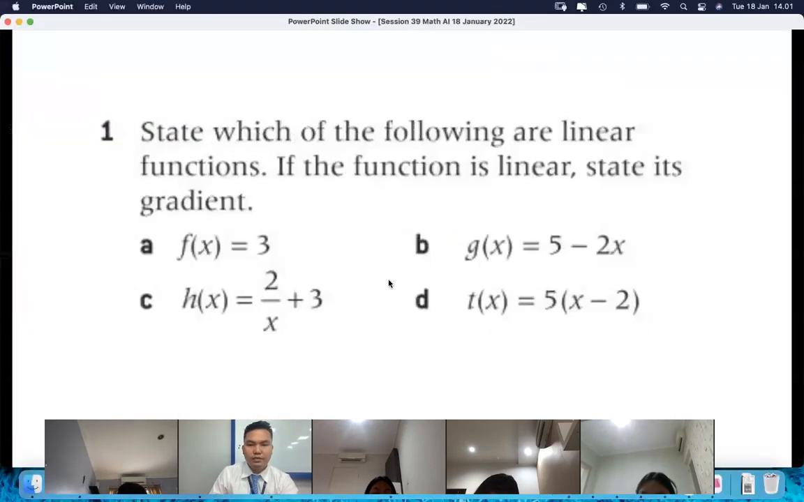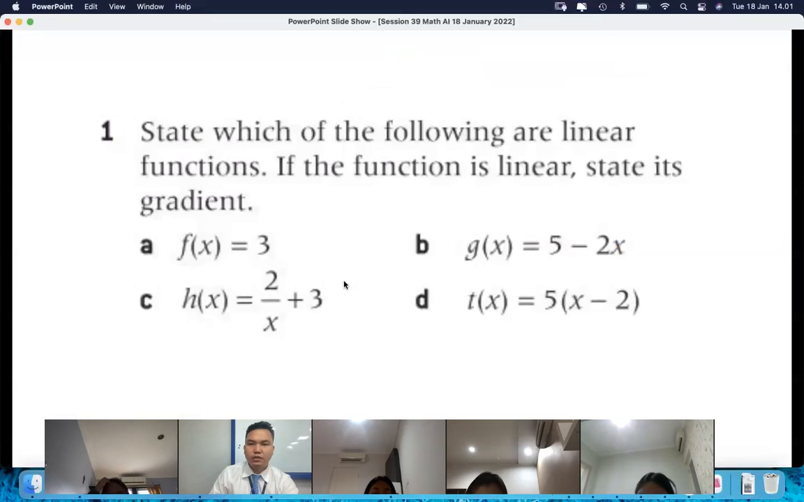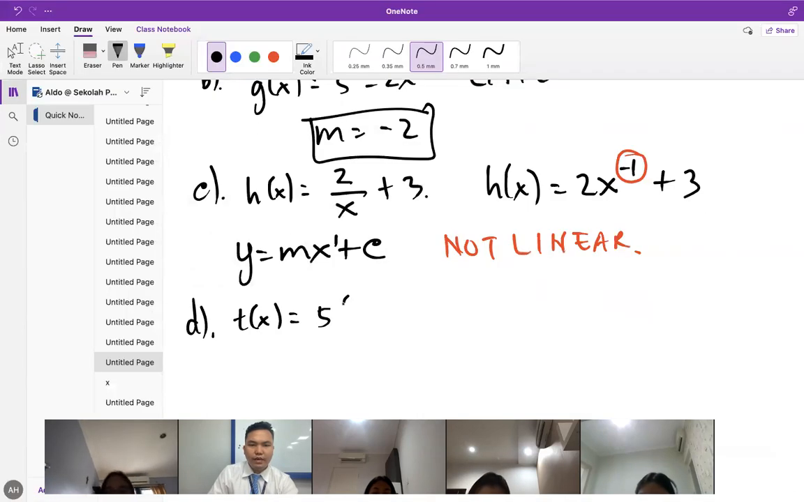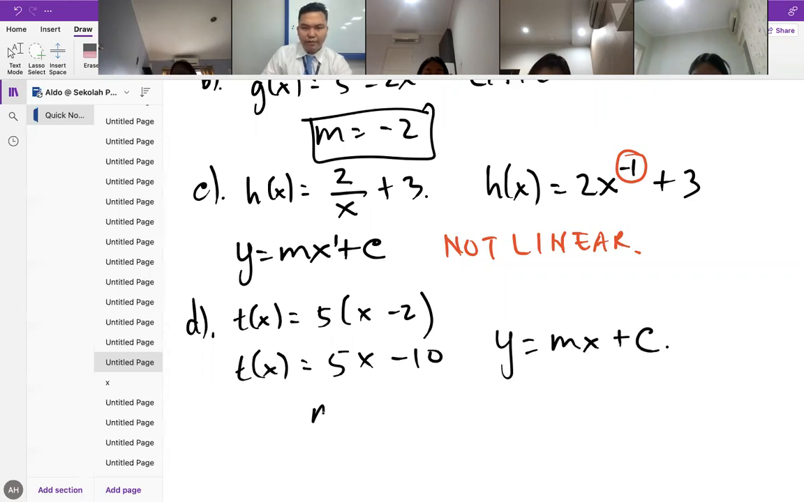Now we move to D. t(x) is equal to 5(x minus 2). First of all, we need to expand this a little bit: 5x minus 10. Now the equation of a line is mx plus c, so we know that m is equal to 5 and c is equal to minus 10. Done. So this is linear. It is a linear function.